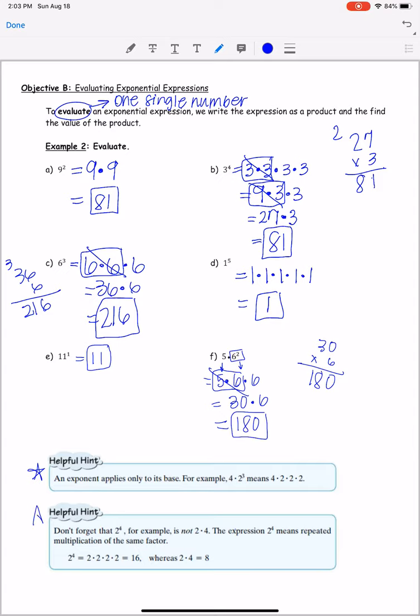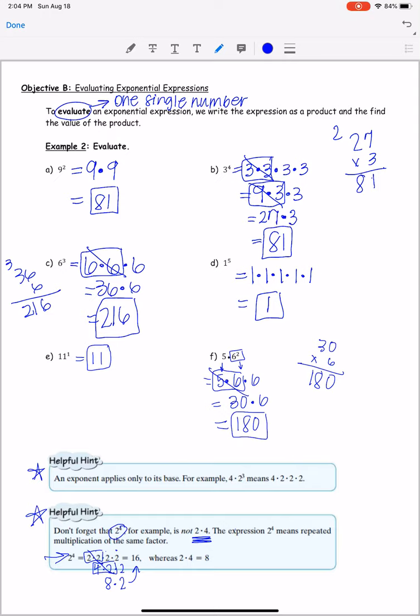And then this helpful hint is just a helpful reminder that multiplication and exponents are different things. It says don't forget that 2 to the 4th power is not 2 times 4. When you do 2 to the 4th power, that means you've got 1, 2, 3, 4 different 2's. And so when you multiply this out, 2 times 2 is 4. Bring down everything else. 4 times 2 is 8. That goes away. And 8 times 2 gets you to that 16.